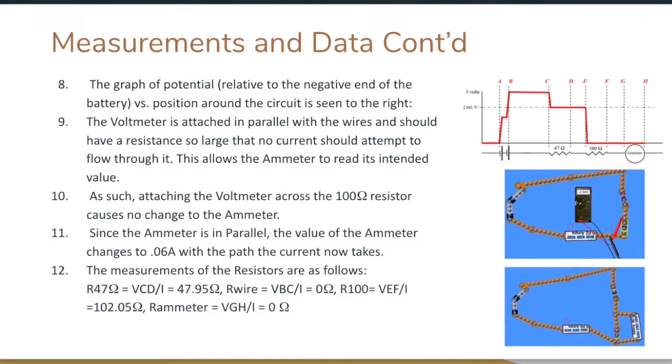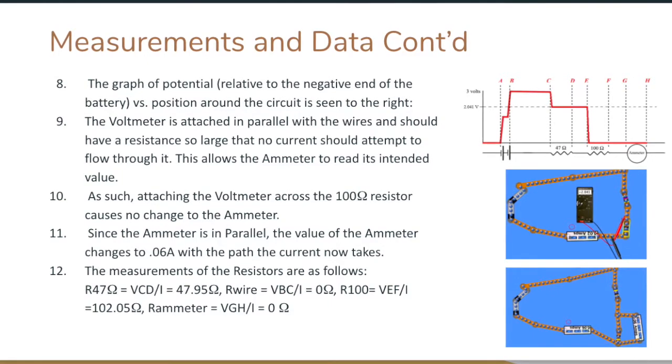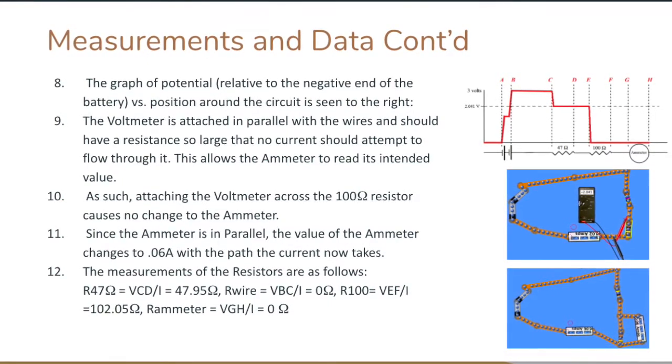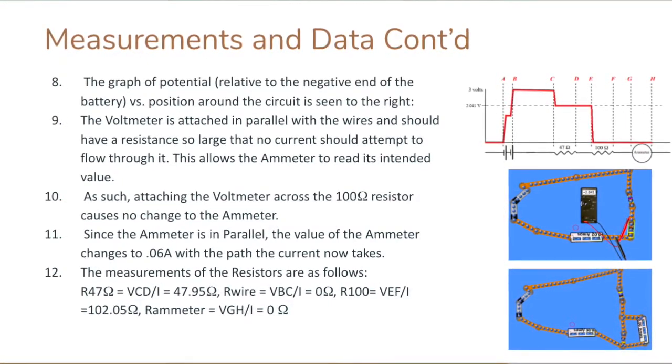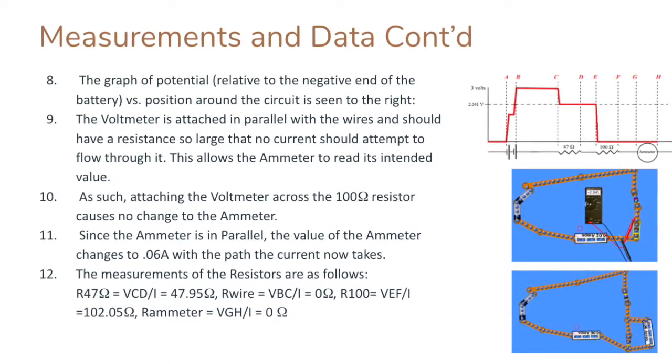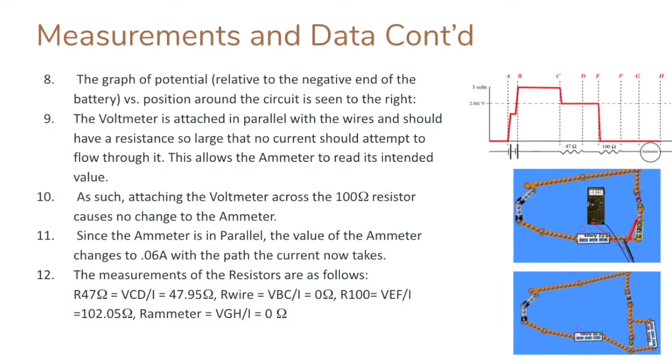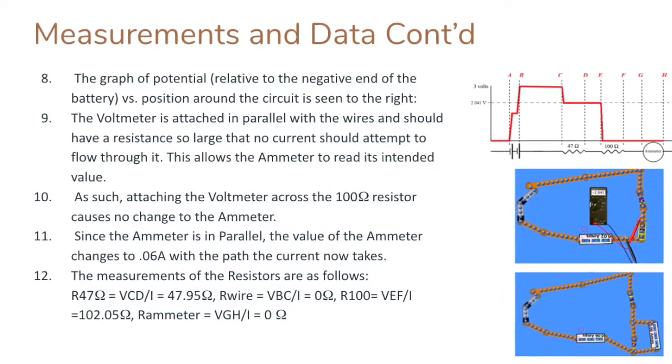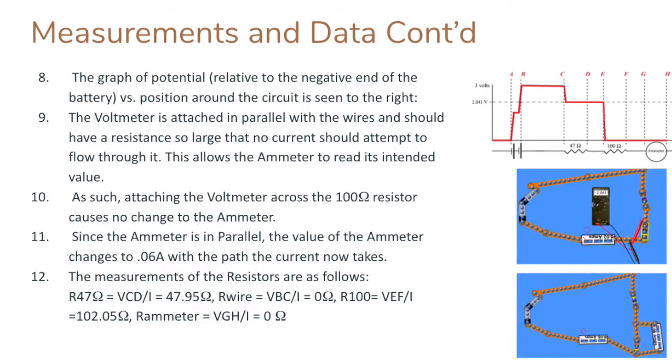As for why the voltmeter does not change the value on the ammeter, the voltmeter is supposed to have a resistance that is so large that no current is supposed to flow through it, and this is shown on the image to the right as there is no change in the ammeter value after being connected to the circuit.